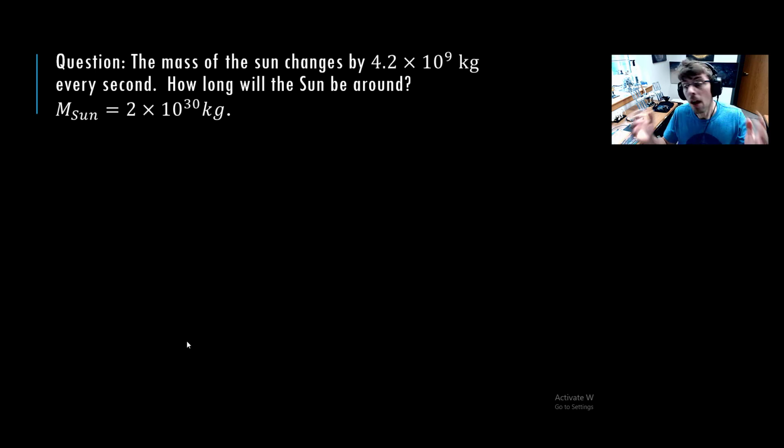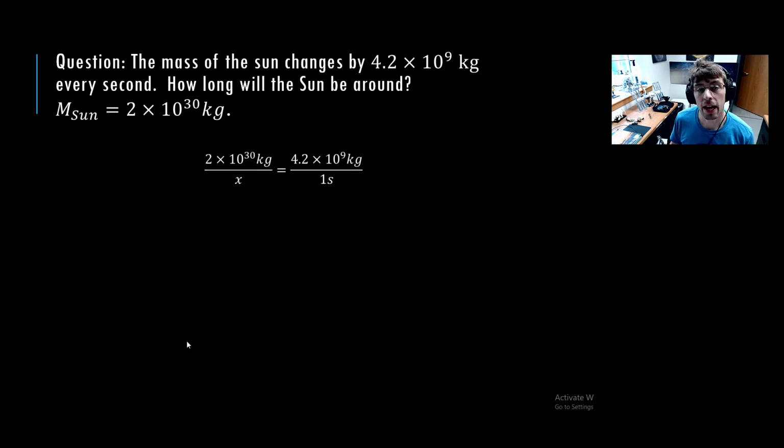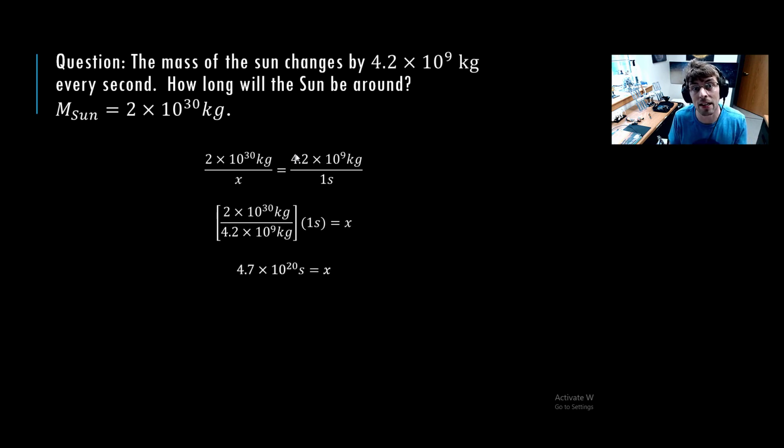Yeah, good. I'll set up a proportion again. I know that it's 4.2 times 10 to the 9th kilograms in 1 second. So I need to know how long it takes for 2 times 10 to the 30th kilograms. I'll rearrange the equation to get x by itself. Again, we see that it's going to be something on the order of 10 to the 21st, just subtracting the exponents, 10 to the 30th minus 10 to the 9th gives me 10 to the 21st. I plug that into my calculator, and I end up with something like 4.7 times 10 to the 20th seconds.